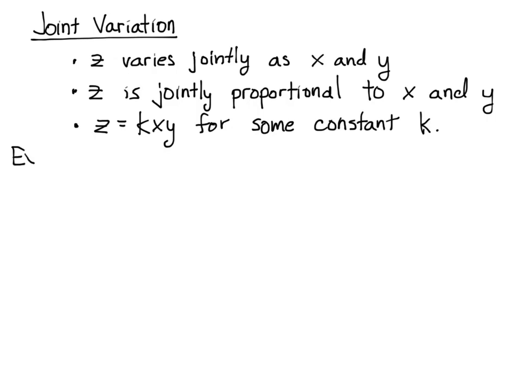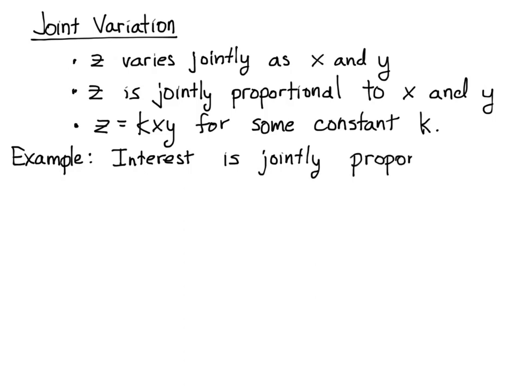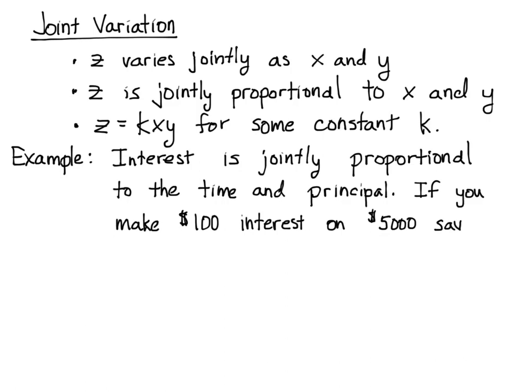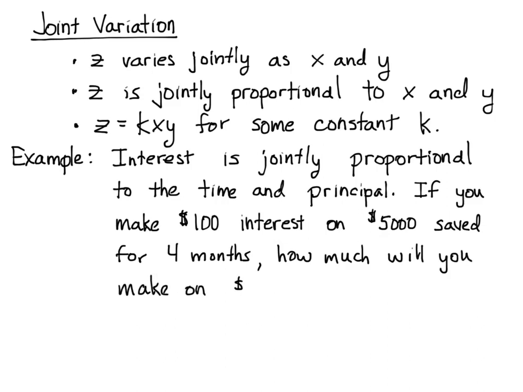So if I show you an example here, we'll talk about interest. Interest is jointly proportional to the time and principal. Okay? So if you make $100 in interest on $5,000 saved for 4 months, how much will you make on $4,000 saved for 6 months?